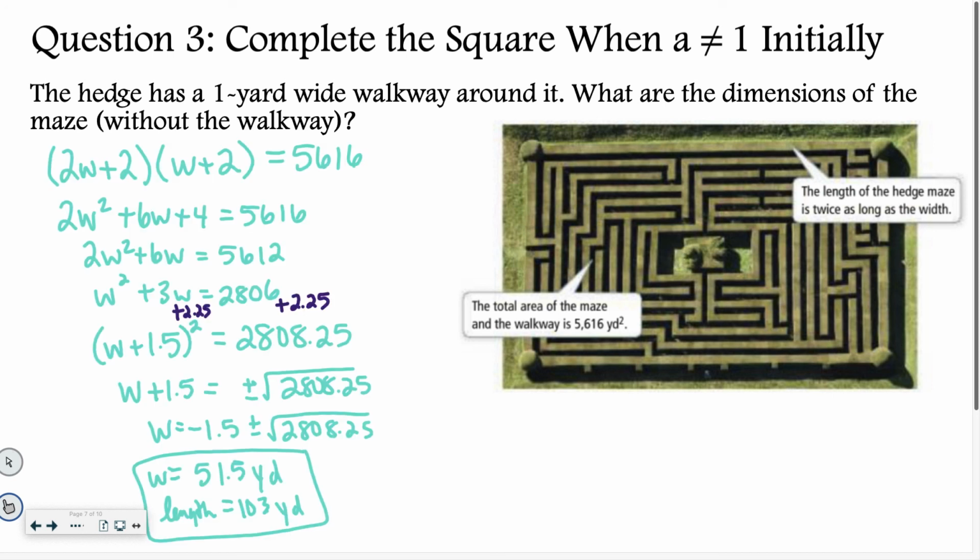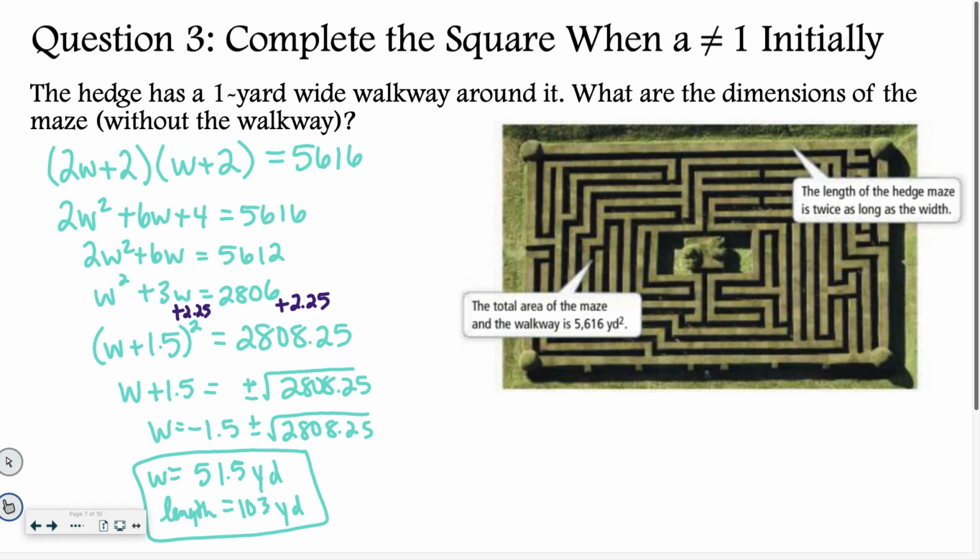Okay, for this problem, hopefully you set it up as 2w plus 2 multiplied by w plus 2 equals 5,616. When you FOILed, you got 2w squared plus 6w plus 4 equals 5,616. Subtracted 4 from both sides to change the 5,616 to a 5,612. And then divided everything by 2, so that way you had a 1 in front of the w squared. So you had w squared plus 3w equals 2,806.